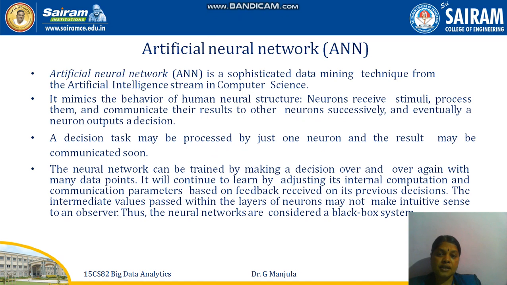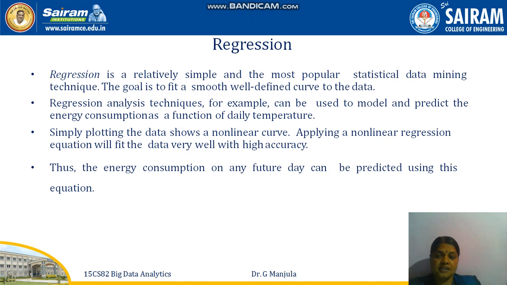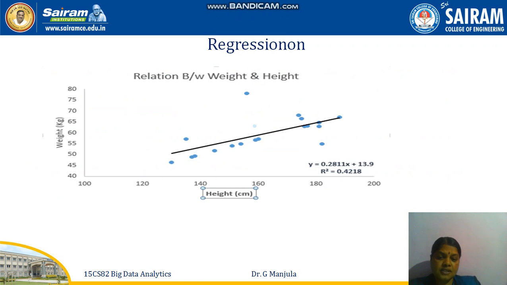So what I want to say is that statistical data is fitted to a smooth, well-defined curve, which is used to model and predict consumption, such as a daily energy model. For example, you can see here a blue dot between 120 and 140. With respect to a weight of 45 to 50 kg and a height of 120 to 140 centimeters, one node has been predicted. This is one cell.